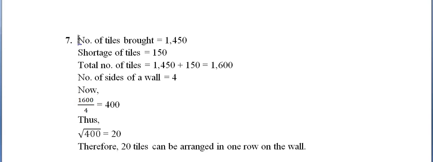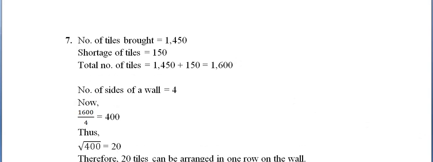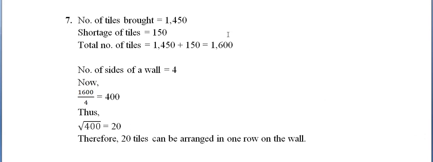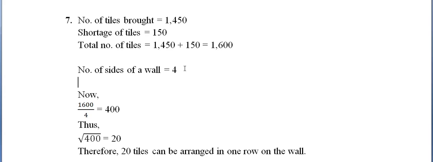Now you will write the number of tiles bought, 1450. The shortage of tiles is 150, which means the total number of tiles is 1600. 1450 plus 150, that is your 1600. We know that there are 4 walls. We all know that in a room there are 4 walls, isn't it?